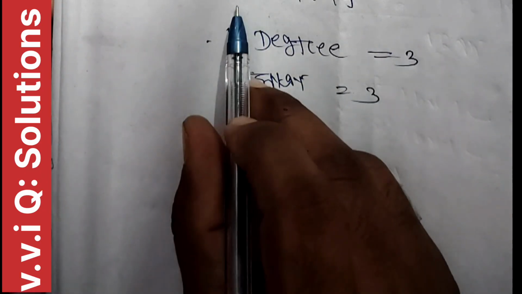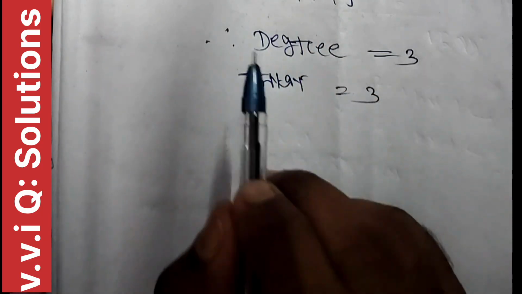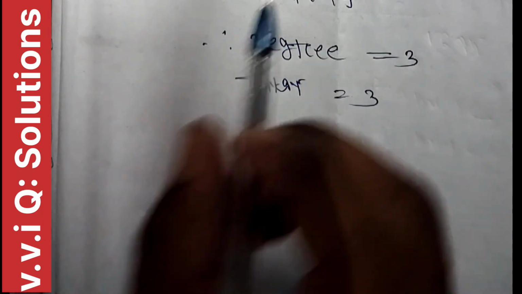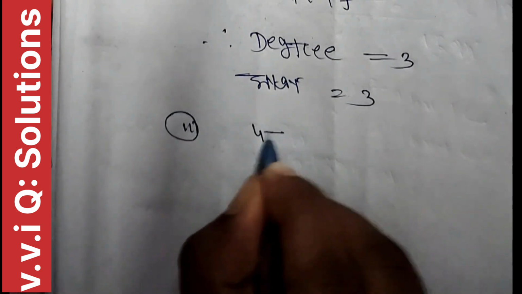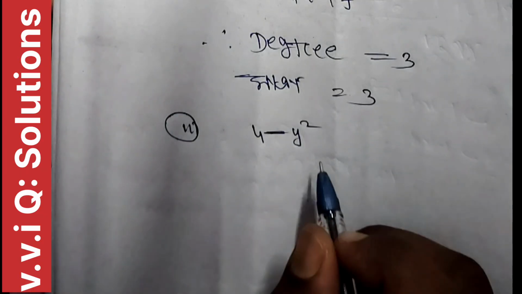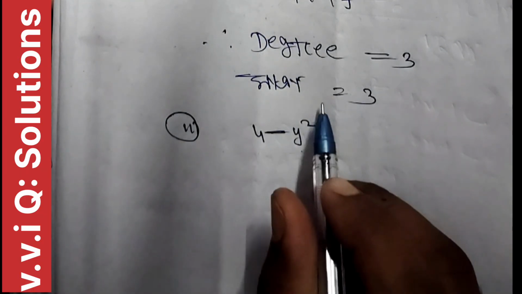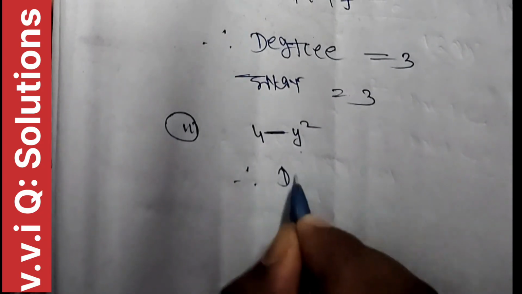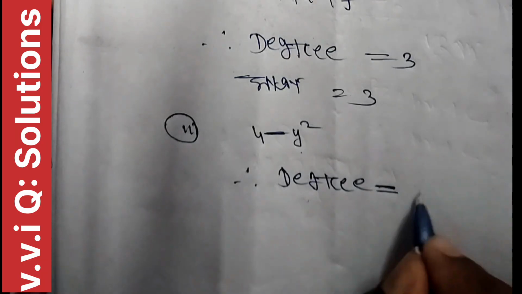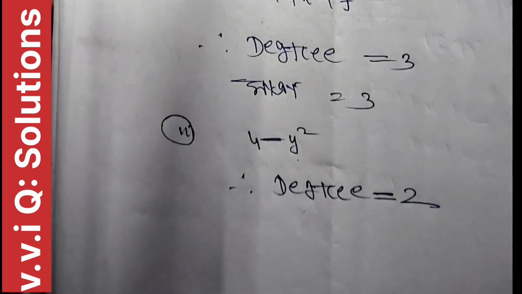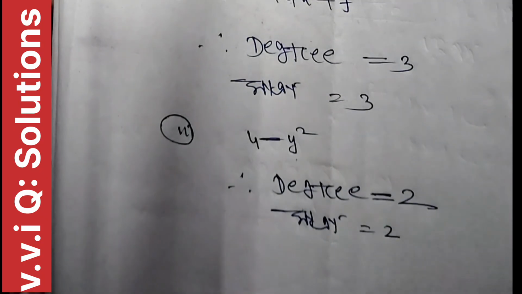So how do we write degree? The highest power of the variable in that polynomial is called the degree, that is, how much power there is. So the next question, 4 minus y square. In this line, which one is the variable? The variable is y. The power of y is 2. Therefore the degree is 2. Okay, next. In Assamese medium, write matra. These will all come as MCQs.